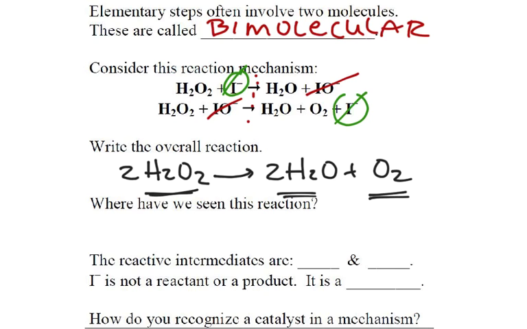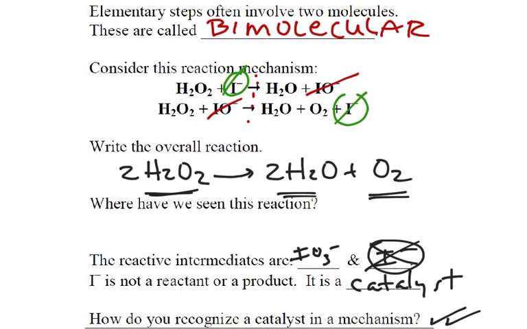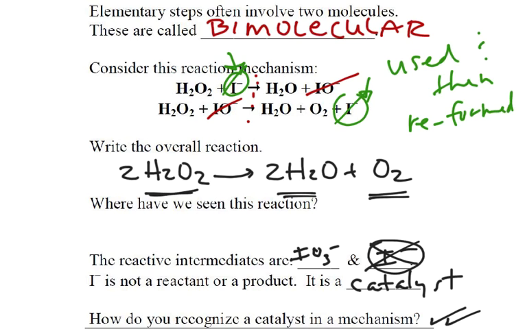Now, we have two things that we canceled out. So we might say, okay, IO minus, that's a reactive intermediate. And I minus, that's a reactive intermediate. But I wouldn't really call this one a reactive intermediate. I would say that that is a catalyst. And so how can you recognize a catalyst in a mechanism? It does cross out, just like our reactive intermediate crossed out, but in this case, this molecule was used up and then it was regenerated in a later step. So it was used and then reformed, and that's what a catalyst does.